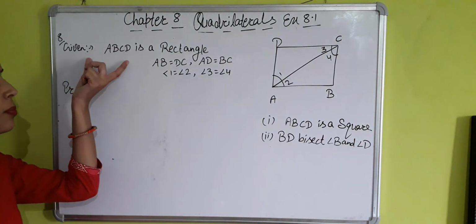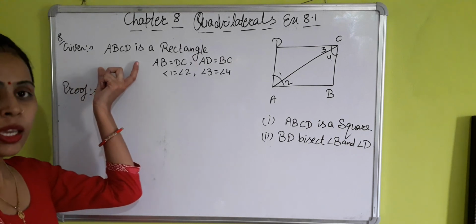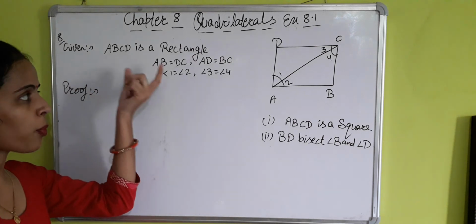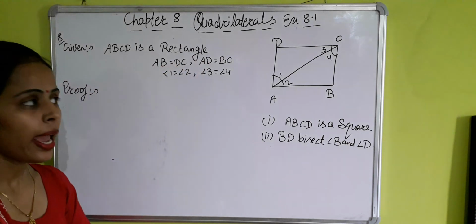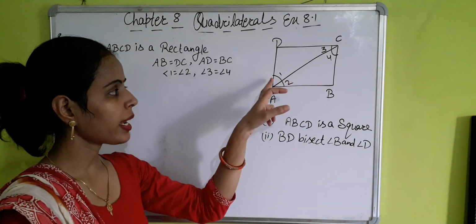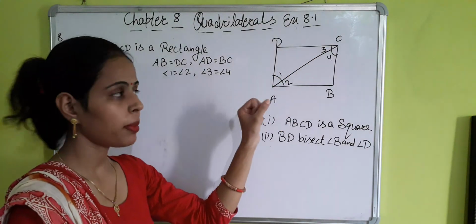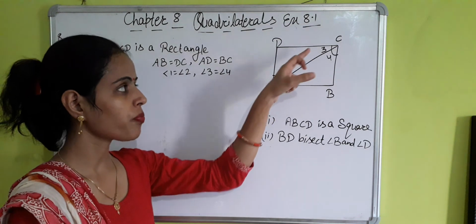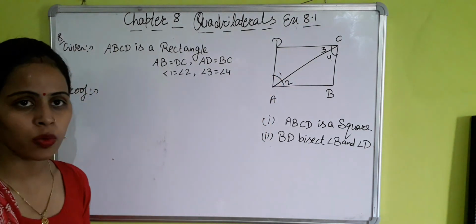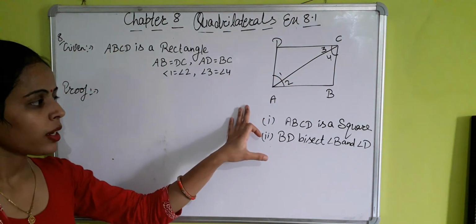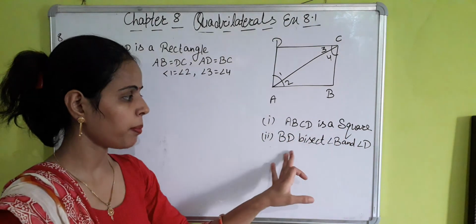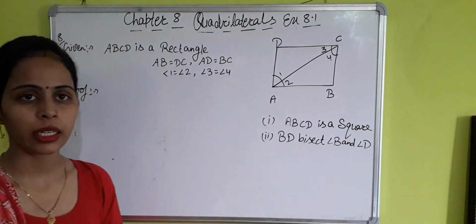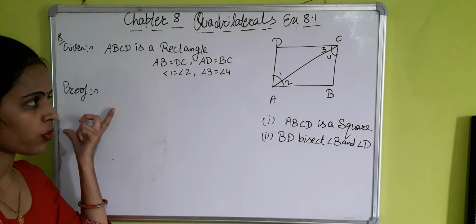First write, given: ABCD is a rectangle. If ABCD is a rectangle, then opposite sides are equal, and AC bisects angle A and angle C, meaning angle 1 equals angle 2 and angle 3 and 4 are equal. In prove that, write: ABCD is a square, BD bisects angle B and D. Then start the proof.